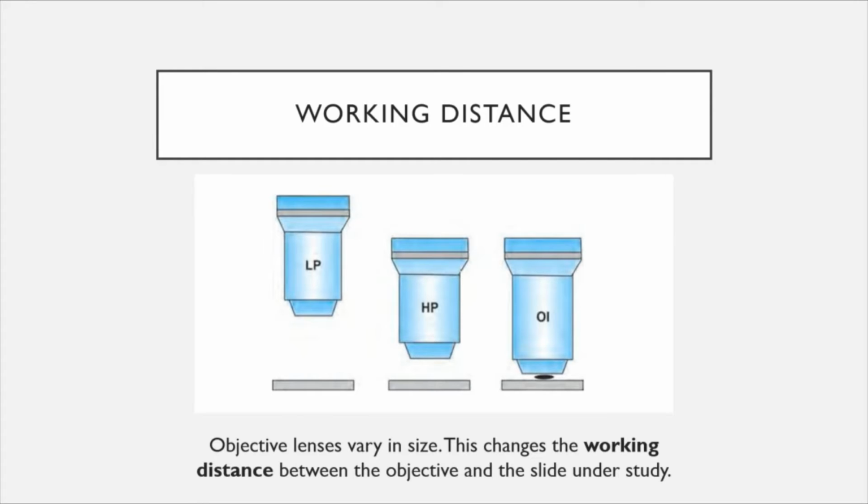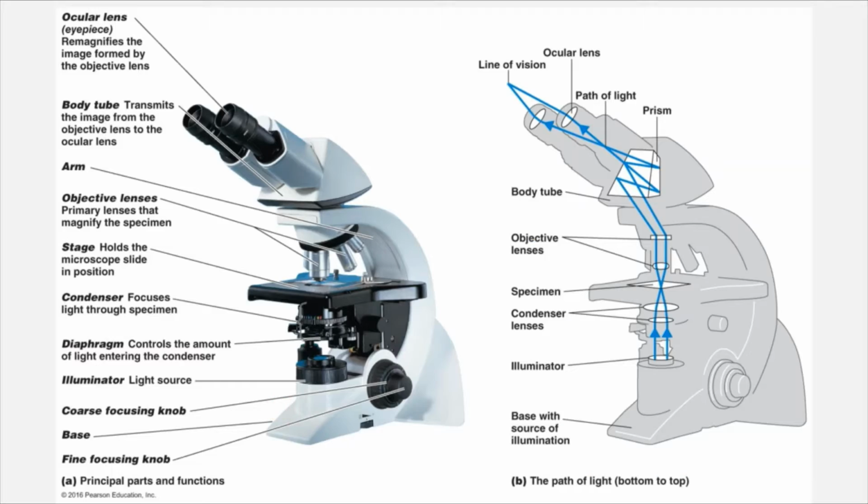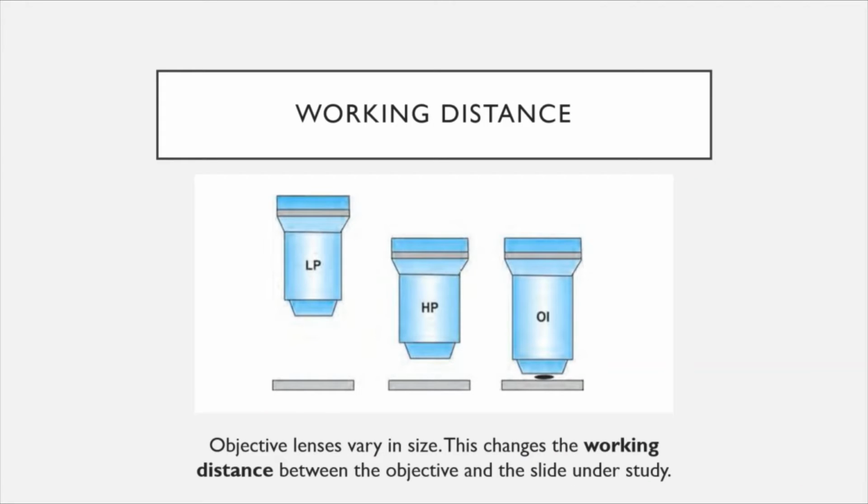As you saw on the previous slide, you may have noticed that the different objective lenses were all different lengths and sizes. For example, the 4x lens is very short and stubby. The 10x is longer, the 40x is longer still, and the longest lens of all of them is the 100x objective lens. This means that when you are working with the microscope, the distance between the tip of your lens and the slide is different depending upon which objective lens you are set to. And this distance here is called the working distance.